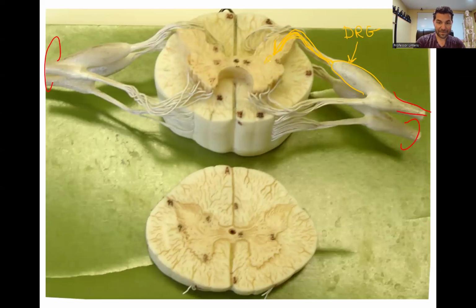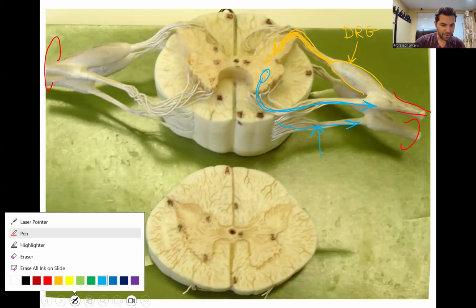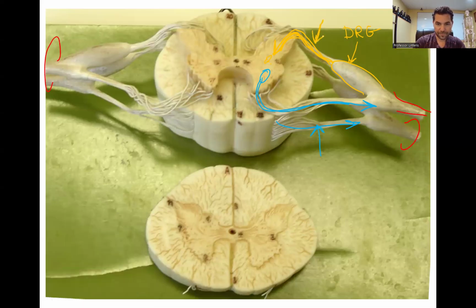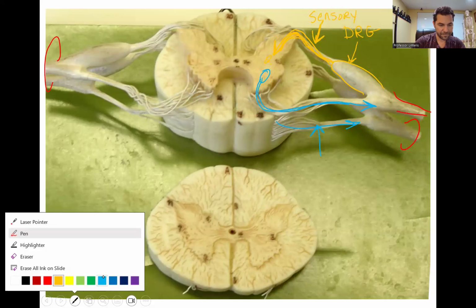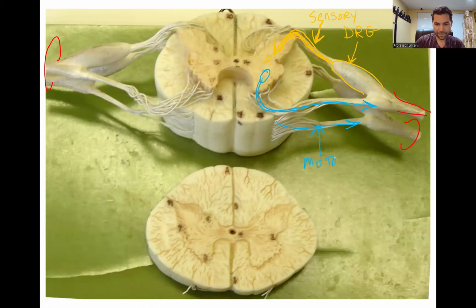They're going to synapse with some motor stuff over here. And then our motor messages will be leaving out the front. So these areas, respectively, are called ventral roots, right, for the front. And they are called dorsal roots for the back. Not the best color, but I'll write for you here. These are sensory. And these are motor neurons, respectively.